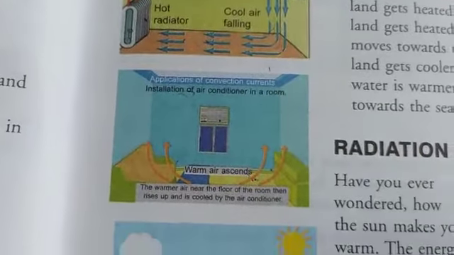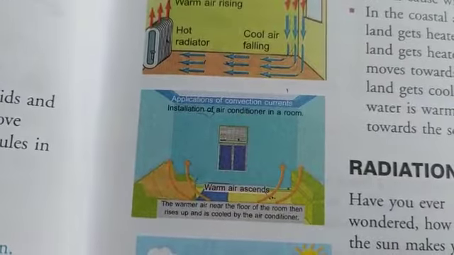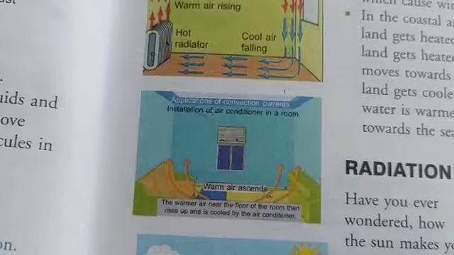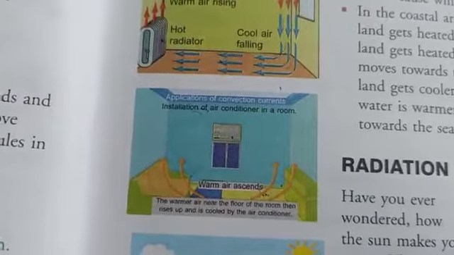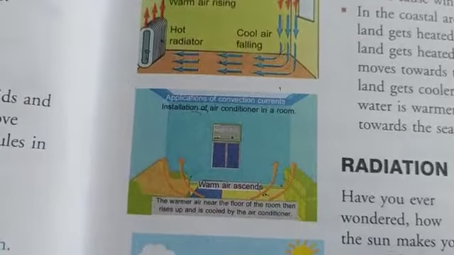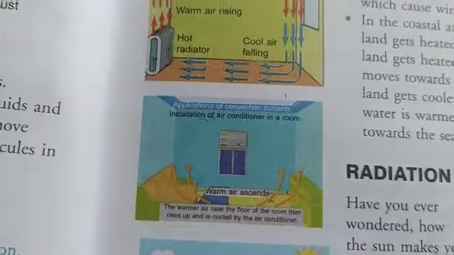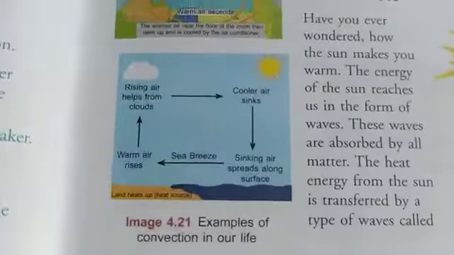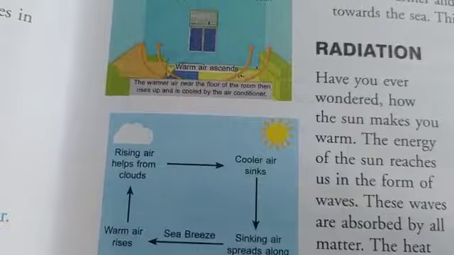Wind is also caused by convection in the air. You might have heard the terms in your SST, equator and pole. The air at the equator gets heated by the sun and rises up, and the cooler air from the poles moves towards the equator. So huge convection currents take place, which cause wind in the oceans and continents. And you have studied in previous classes sea breeze and land breeze. Sea breeze and land breeze also take place because of convection.